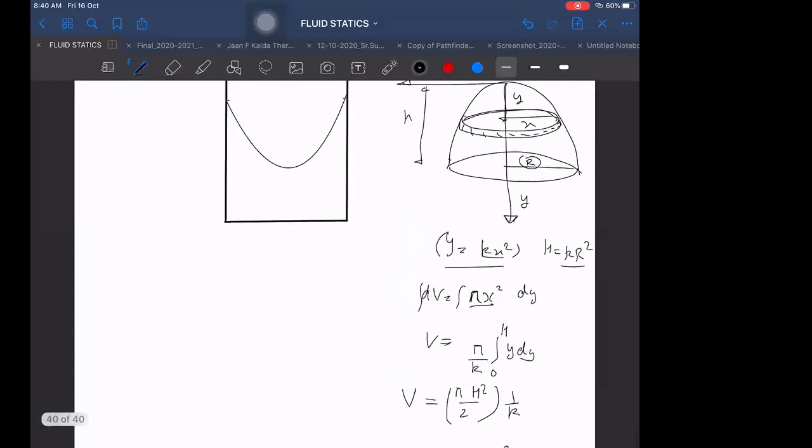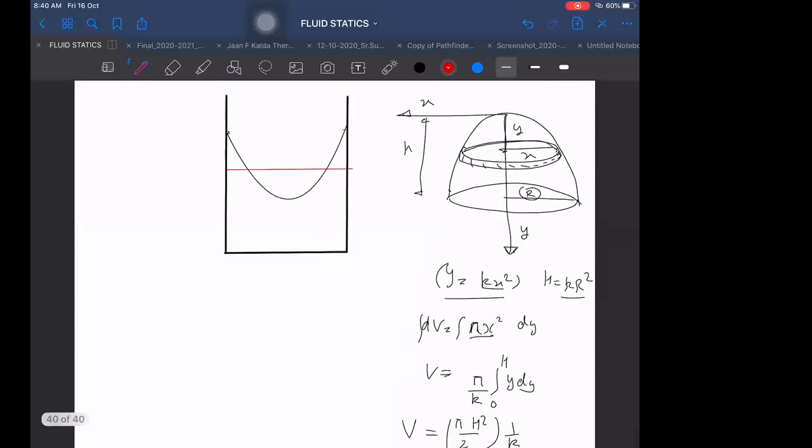Next, similar. Why am I interested in knowing all this? Because sometimes they ask such questions like, let us say this container was filled up to some height, and what omega should we give so that the water spills out? What should be the omega so that the water starts spilling out?